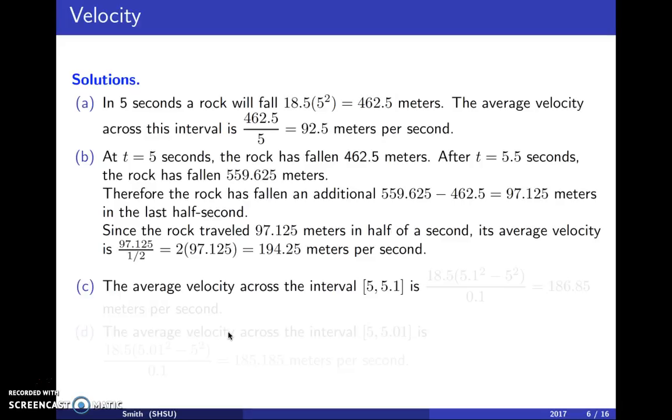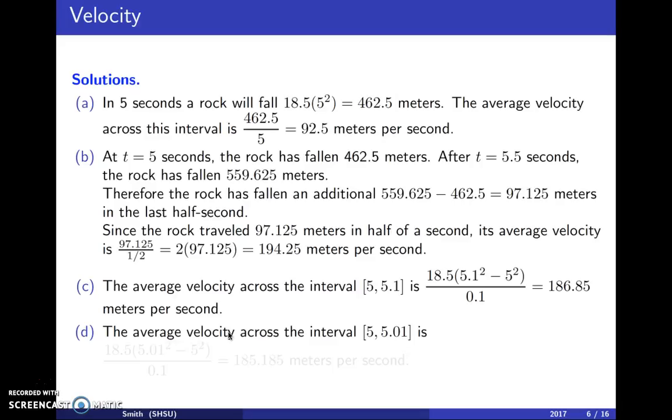If we go from 5 to 5.1, we look at the change in distance on top, and the denominator is a change in time, or 0.1 seconds. Compute the ratio, we get 186 meters per second. And if the interval is smaller, we end up getting this answer, 185.185 meters per second. All 4 of these problems are a slope problem. Change in distance divided by change in time.